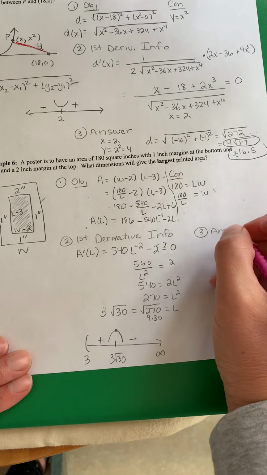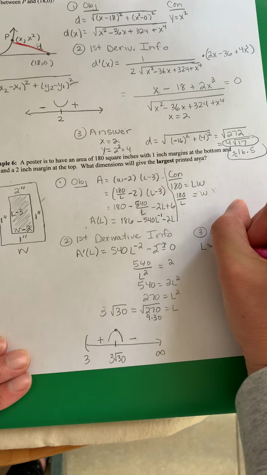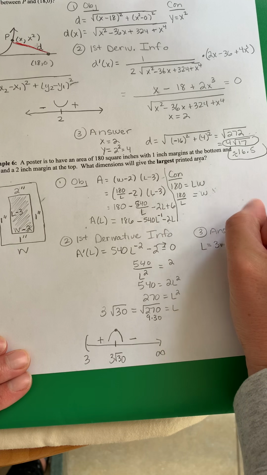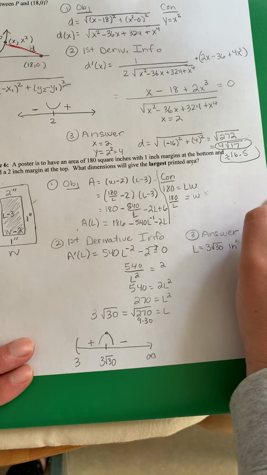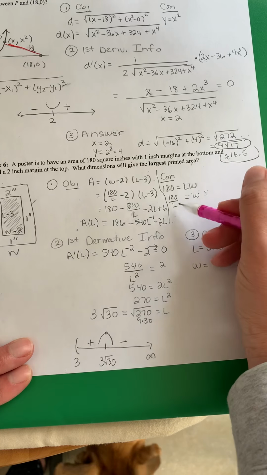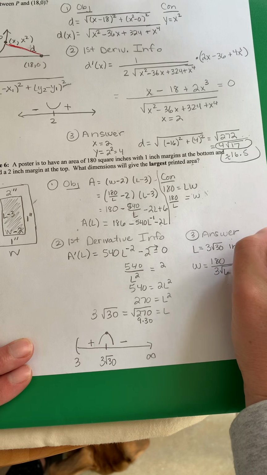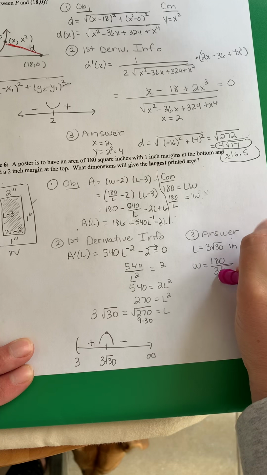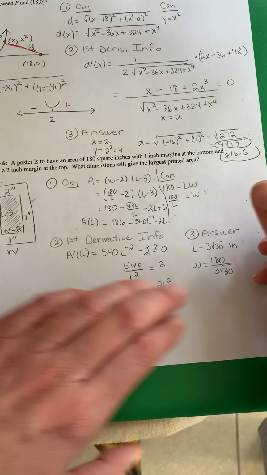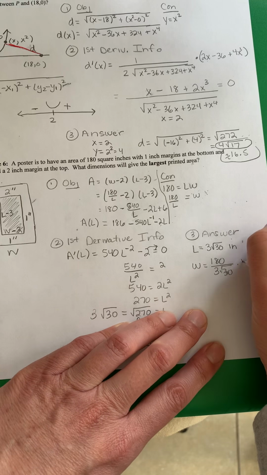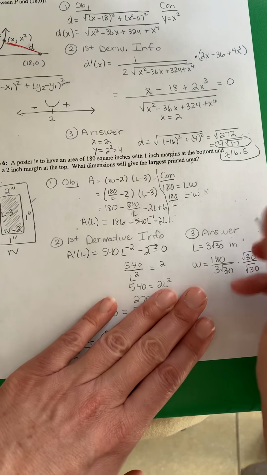Okay, so ready for some answers here. So we know the maximum length for our printed area is going to be 3 square root of 30, and our label is inches. For our width, we're going to plug in 180 divided by 3 square root of 30. And we're going to want to do a little bit of rationalizing there. So multiply the top and the bottom by the square root of 30. Okay, I'm going to reduce as well.